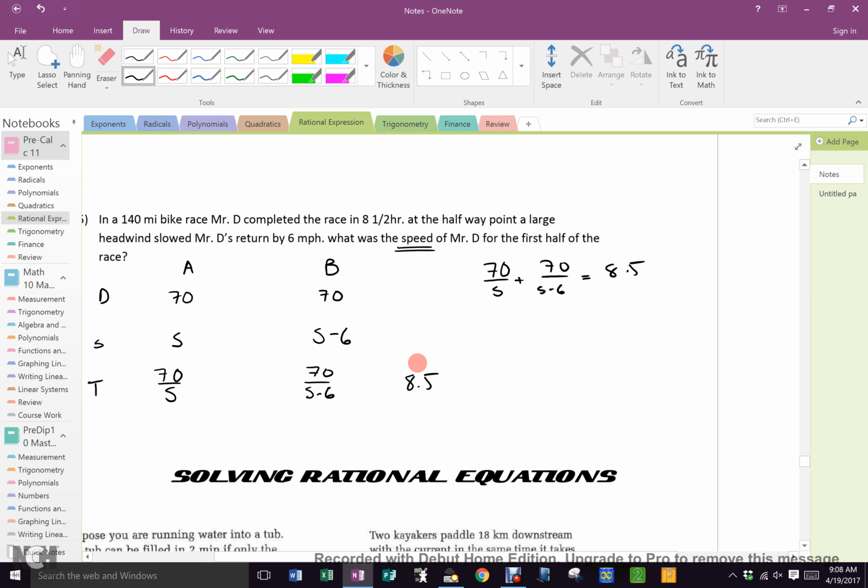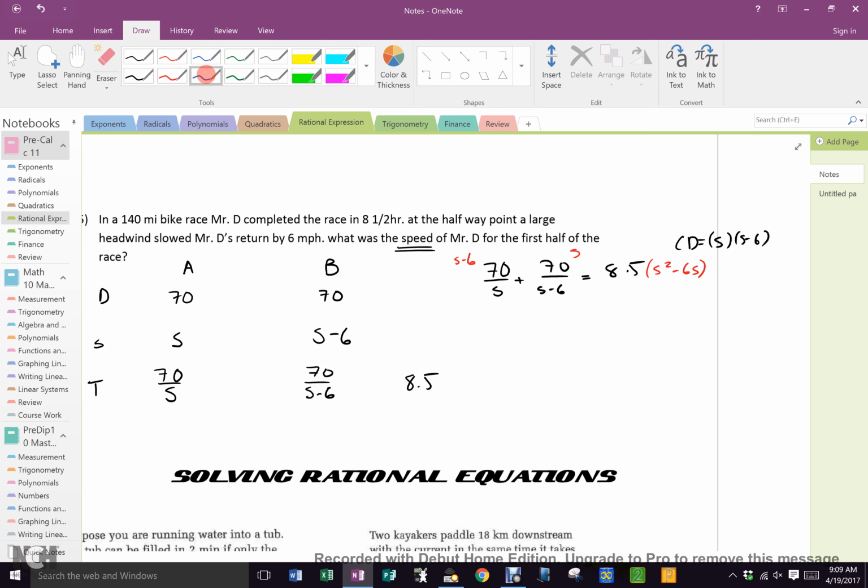Now let's solve it. What's the common denominator? Common denominator is s times s minus 6, yeah? So this side gets what? S minus 6. What's this guy get? S. And what's this guy get? S squared minus 6s. Yes? Is everybody with me on that step?